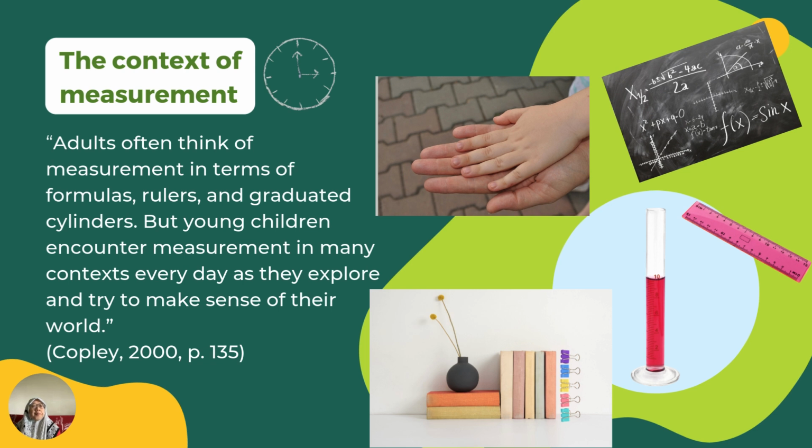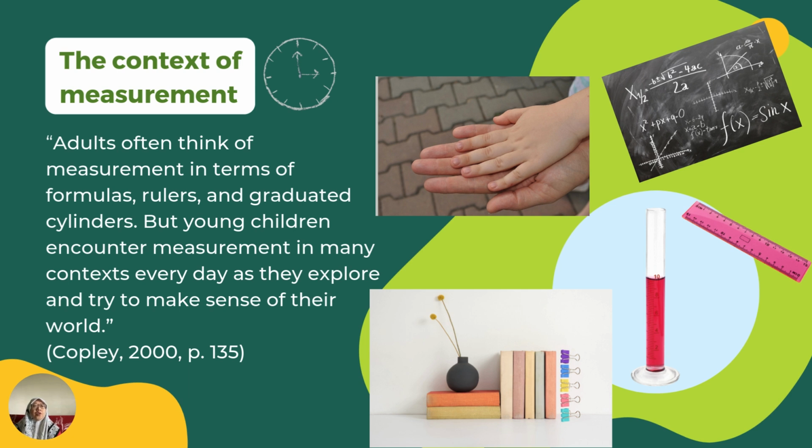Let's move on. Okay, Copley did a research in 2000, page 135, states that adults often think of measurement in terms of formulas, rulers, and graduated cylinders. You can see the cylinder on your right hand side, the formula on top of the cylinders, and then these two pictures where the small hand and the big hand, and also the books. Okay, we will look at these two in a bit.